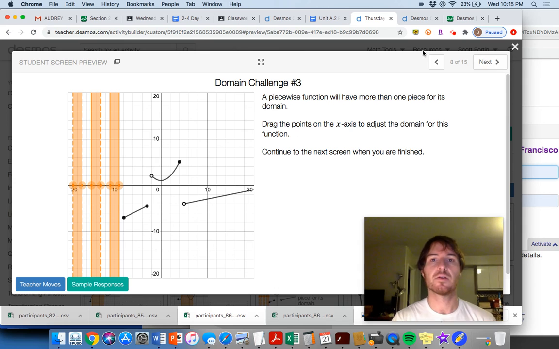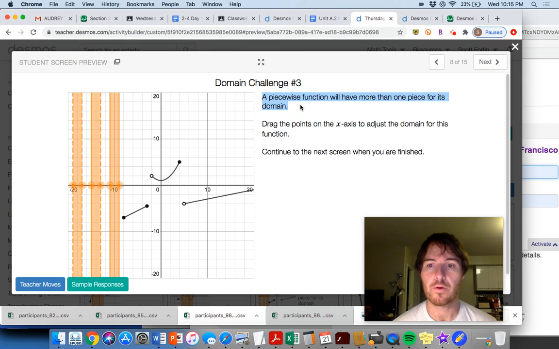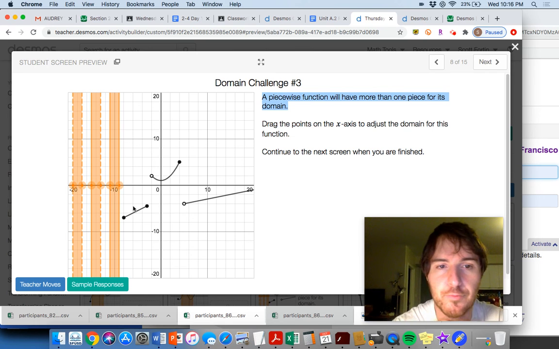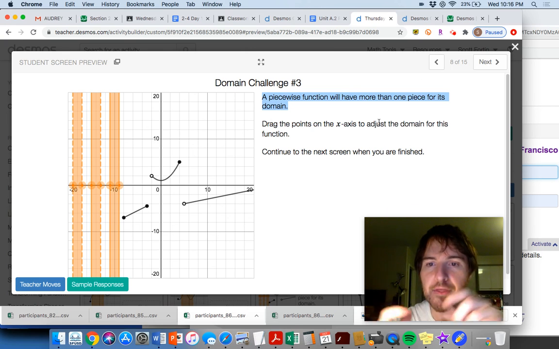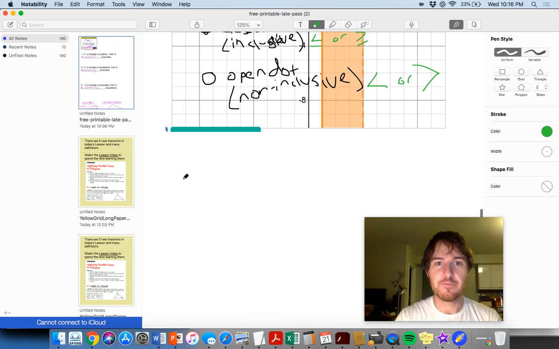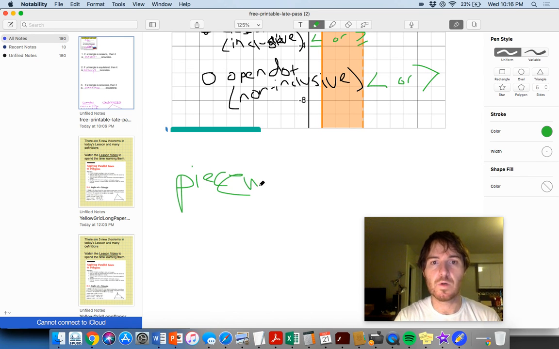Ooh, what's this? Oh, interesting. A piecewise function will have more than one piece for its domain. Oh, good God. A piecewise. So you're telling me this whole thing is a function? Let's see here. I see 3 different pieces. Oh, I think I get it, right? A piecewise function is a function, right? What do we see at the beginning of piecewise? Piecewise function, okay, is what?